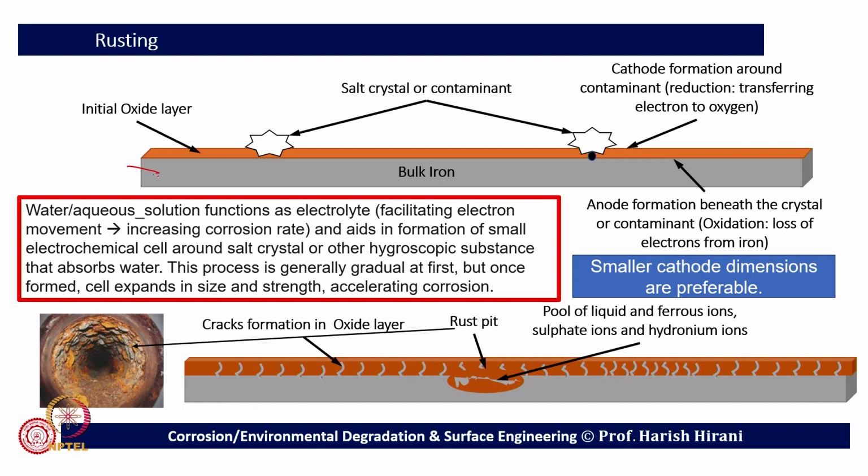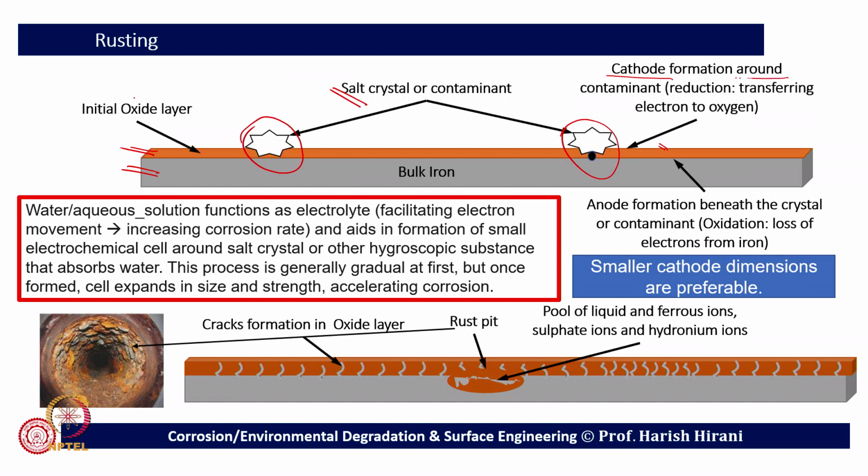Assume this is iron or iron alloy bulk, while on the top surface there is oxide, maybe iron oxide itself. However, there are some salt crystals or some contamination, some irregularities on the surface. Because of the irregularities on the surface, there will be some sort of cell formation, and how it forms, I am going to explain. But before this, as I mentioned, this is the oxide layer, this is salt, and this top surface, where we are using water or electrolyte, will act as a cathode.